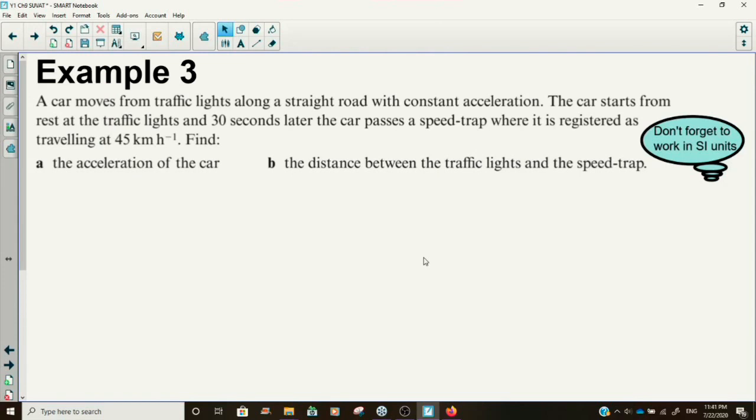Okay, and in example 3, we have a car that moves from traffic lights along a straight road with constant acceleration, starting from rest at the traffic lights and then entering a speed trap 30 seconds later where it is registered as travelling at 45 kilometers per hour. Okay, let's just draw the velocity time graph to start with.